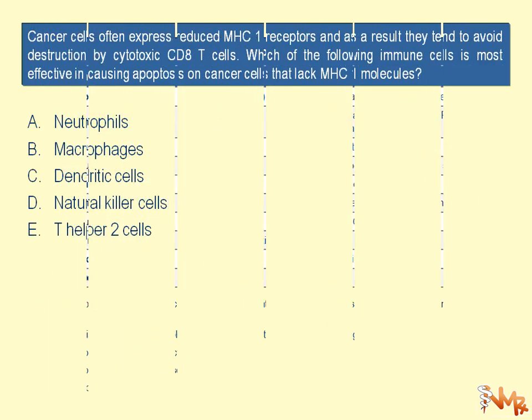Cancer cells often express reduced MHC1 receptors, and as a result, they tend to avoid destruction by cytotoxic CD8 T cells. Which of the following immune cells is most effective in causing apoptosis on cancer cells that lack MHC1 molecules? Neutrophils, macrophages, dendritic cells, natural killers, or T helper 2 cells. The correct answer is natural killers.